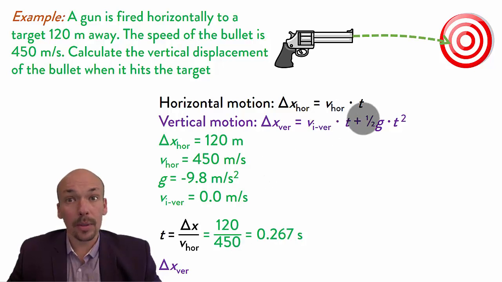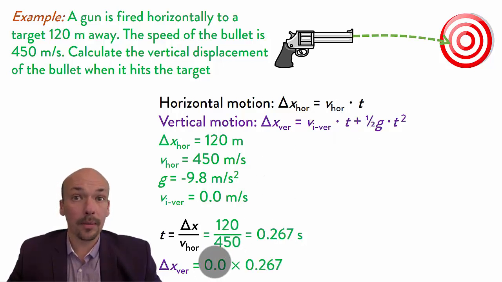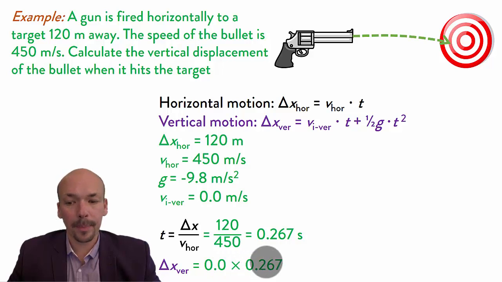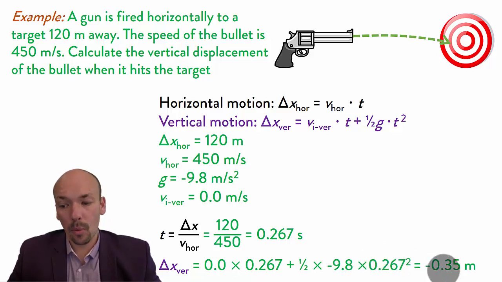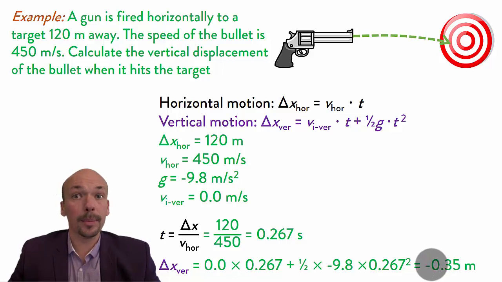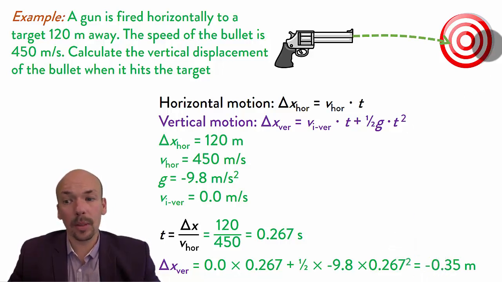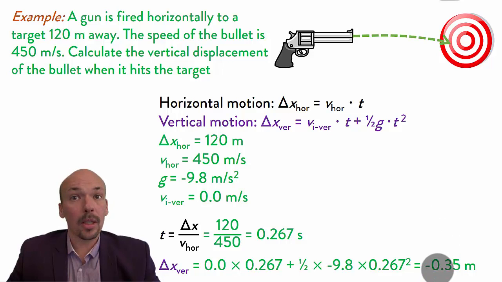So we will now use this equation. We have the initial velocity, which was 0, multiplied by the time, plus a half multiplied by minus 9.8 multiplied by 0.267, and of course the square, that's the time, equals minus 0.35 meters. So the minus meant it went downwards. If it would be a plus, it went upwards, and that's not the case because of gravity. It will be going downwards all the time, and it's going downwards 0.35 meters. So that will be the vertical displacement.